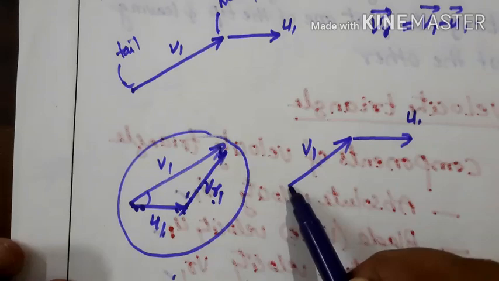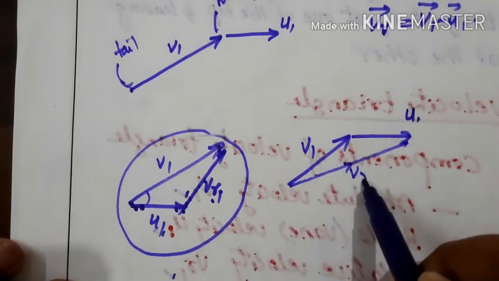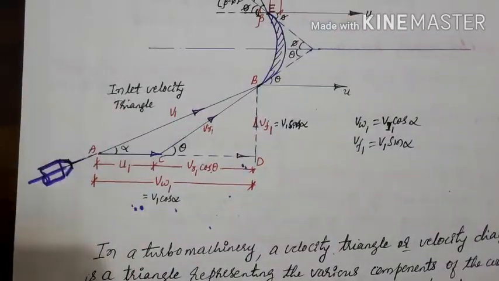Actually it is like this, v1, then this will be u1, then the third will be like this. Okay, this will be VR1. So what I have done here is just shifted this one here, same magnitude. Then you have to join this one. This will be VR1. This is V1 and this is U1, this is VR1. Okay, like this.